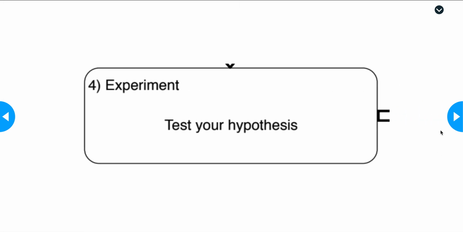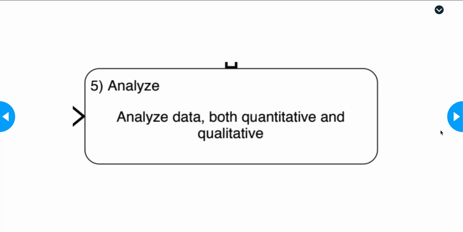Next is your experiment. You want to test your hypothesis. This is going to be materials, procedure, that kind of part of the scientific method. For the knuckle cracking, that was the actual process where he went through and cracked his knuckles. Next is analyze.